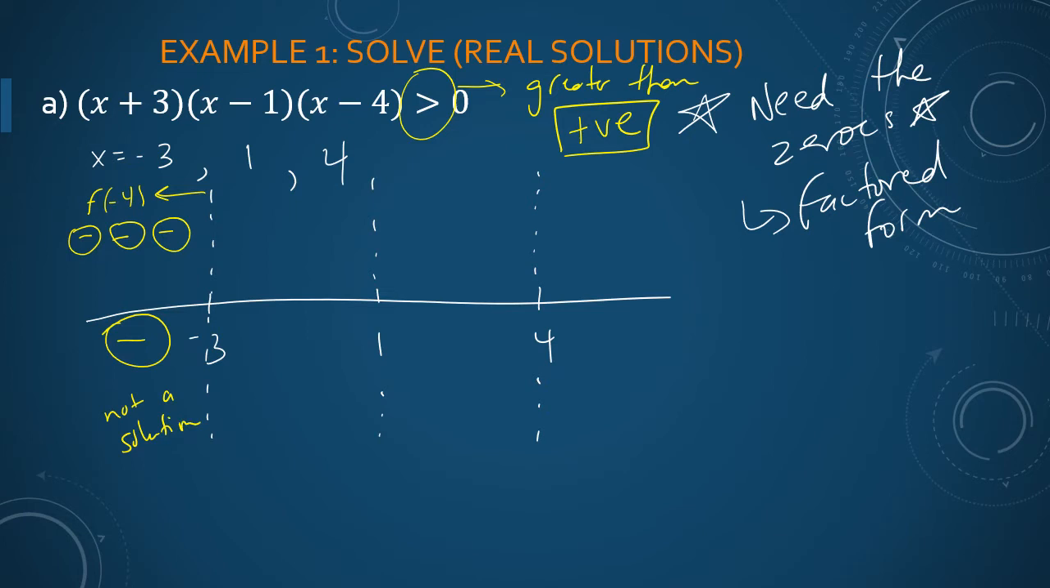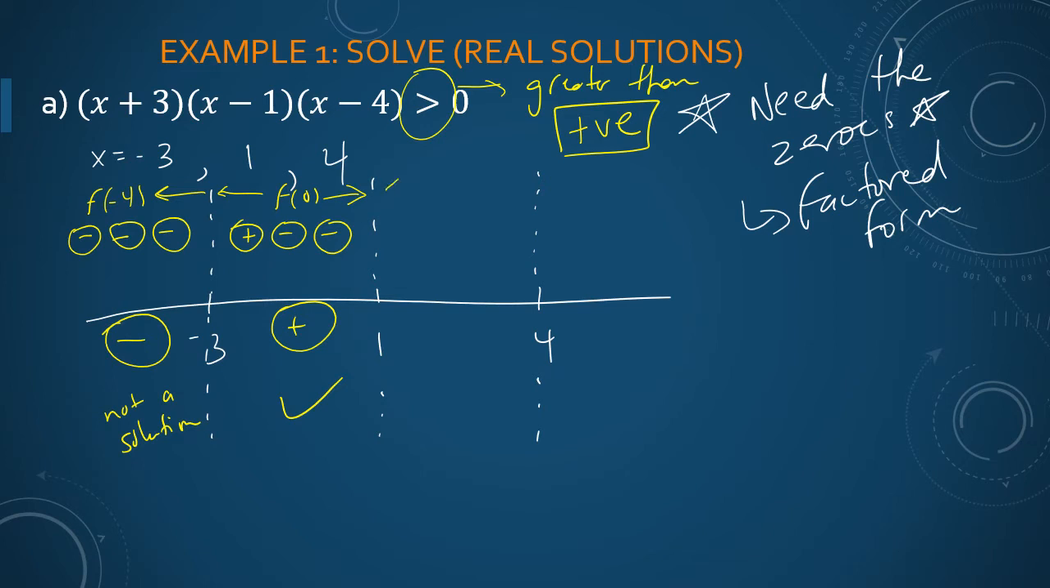Okay, now we want to figure out what happens between here and here, between -3 and 1. Pick a number. You can pick anything you want between those two. 0 is the easiest, so I'll pick 0. f of 0: 0 plus 3, positive; 0 minus 1, negative; 0 minus 4, negative. When you multiply those, a positive times a negative times a negative, you end up with a positive. That is a solution. So I'm just going to write a little check mark here so I know that's a solution, and then we'll tie it up after.